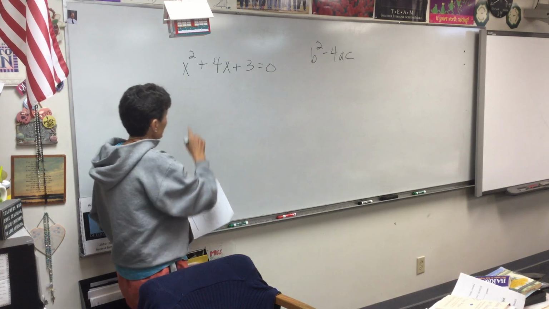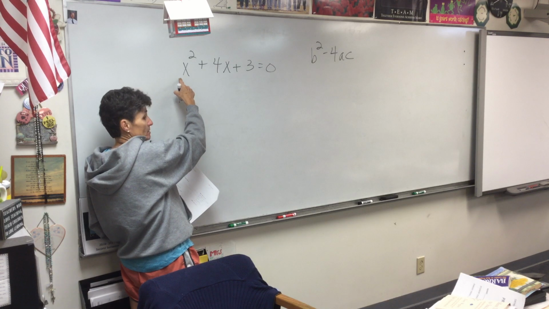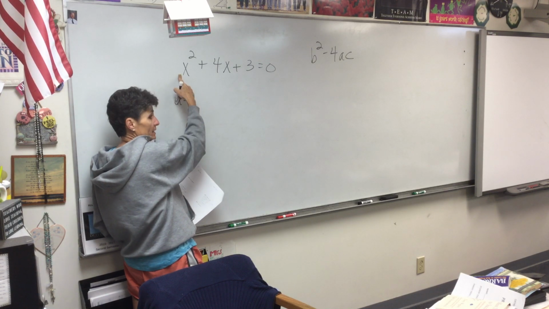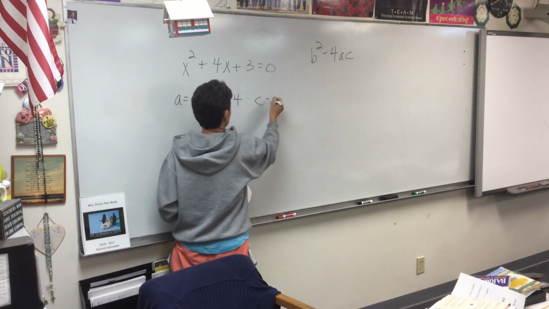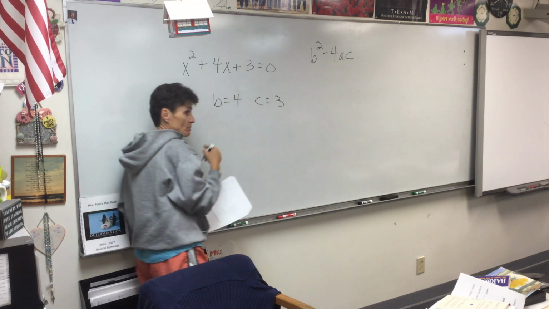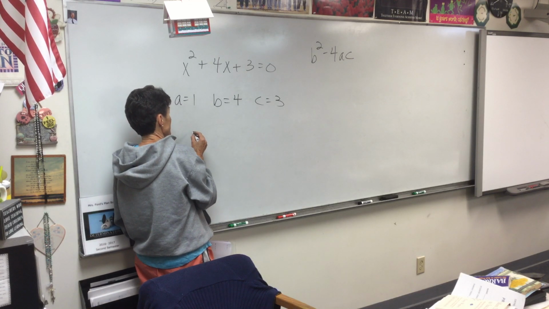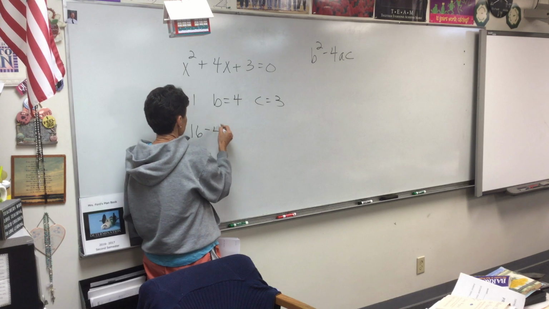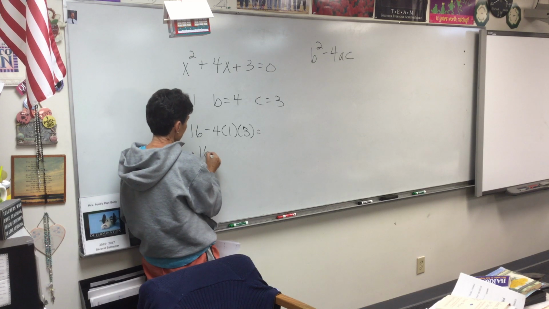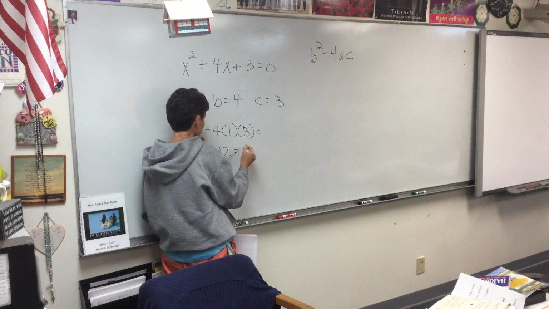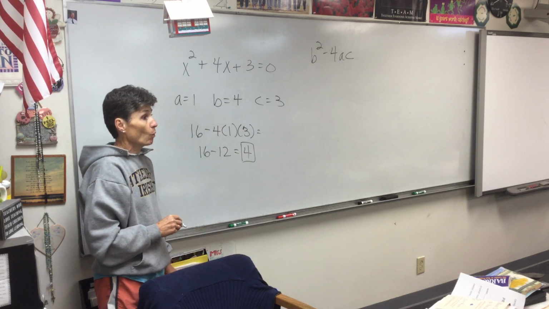And of course, when we're talking about a quadratic equation, a is the coefficient on x squared. So for this problem, a is 1, b is 4, and c is 3. So we're just going to figure out what b squared minus 4ac is. That would be b squared, which is 16, minus 4 times 1 times 3. What did we come up with there? 16 minus 12, 4. So the value of the discriminant is 4.